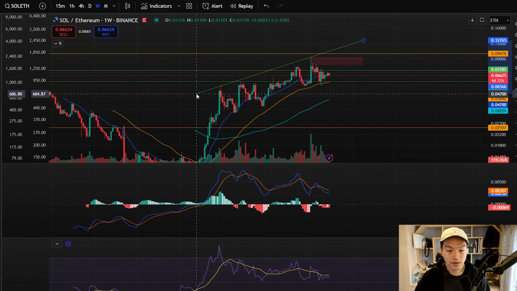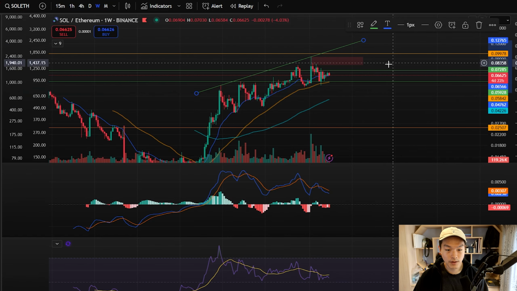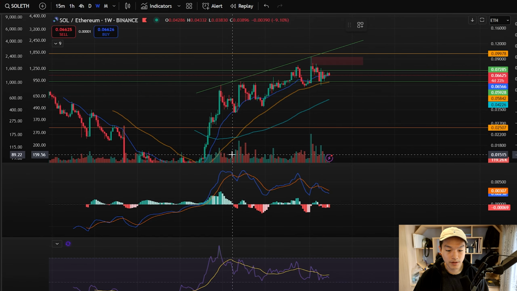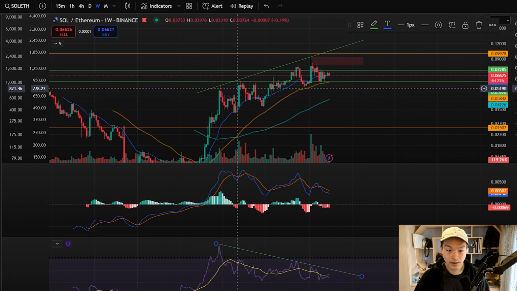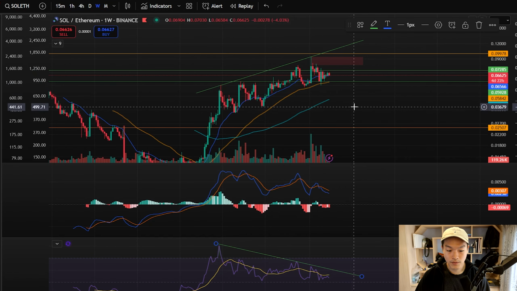So the main thesis behind this range is that SOL has been outperforming ETH for quite a while, and maybe it's due for a reversal. You can see there's a big bearish divergence here on the weekly chart, and that usually indicates a trend reversal.